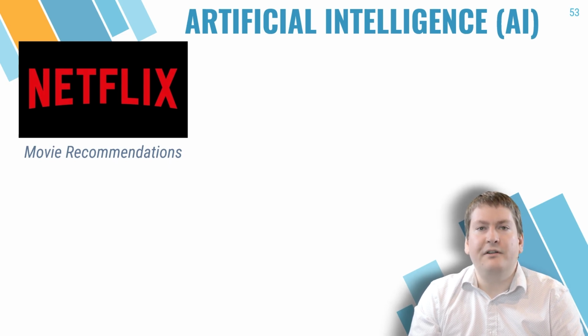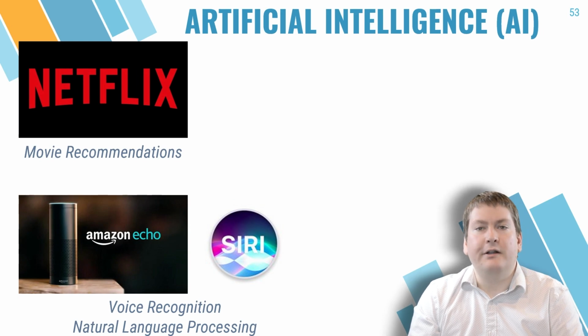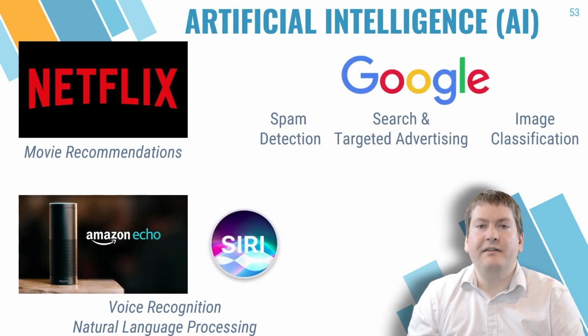For example, Netflix uses machine learning to predict what movies you might enjoy and provide tailored movie recommendations to each user. They're able to do this as they already have a large database of users and their movie preferences to learn from. Amazon Echo, Siri, and Google Home all use machine learning for their home assistants. In particular, they are using voice recognition and natural language processing to understand and respond to spoken commands. Google also makes heavy use of machine learning in its products, for example, spam detection for Gmail, in search and in targeted advertising, and in image classification or recognition for things like Google image search.